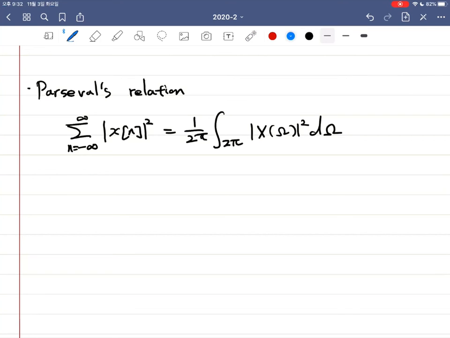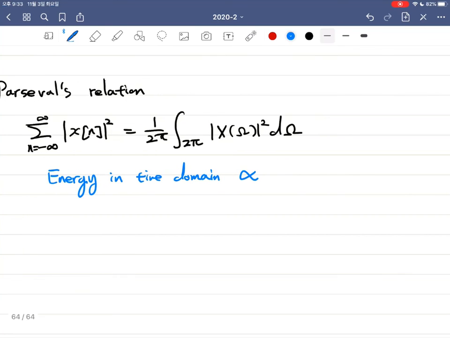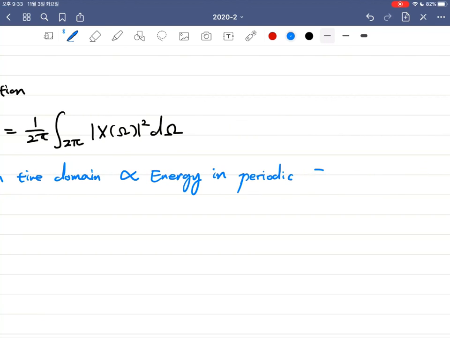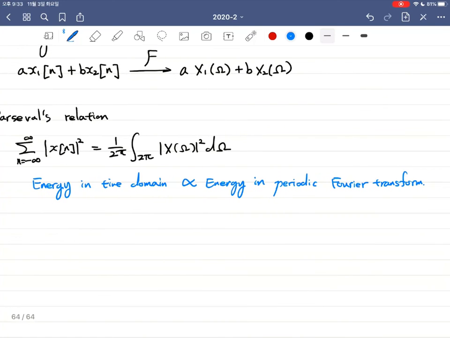So this means that the energy in the time domain is proportional to the energy in the periodic Fourier transform. Okay, so this is about Parseval's relation.